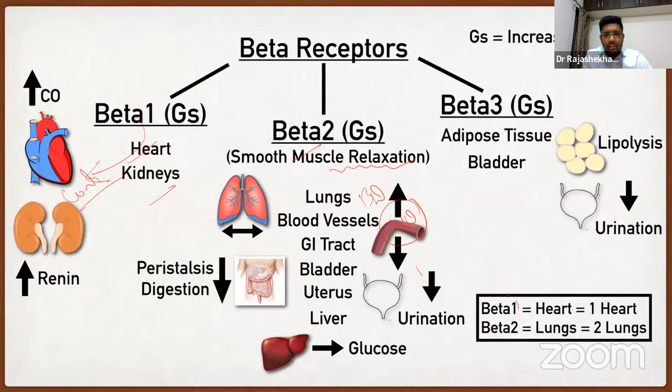Beta 1: there is one heart, that's why it is situated in the heart. Beta 2: there are two lungs in your body, that's why beta 2 acts on the lungs. This is just a mnemonic kind of thing. I think it should not be necessary at this level to know exactly where beta 1 and beta 2 act.